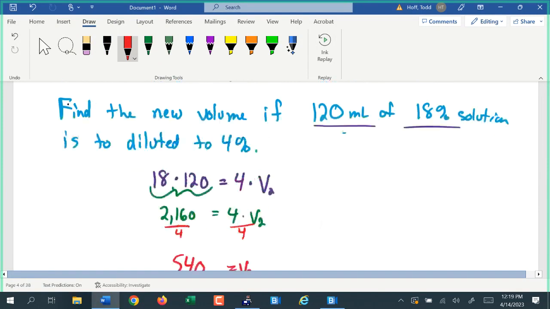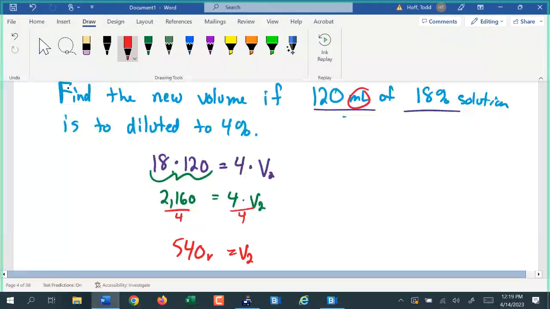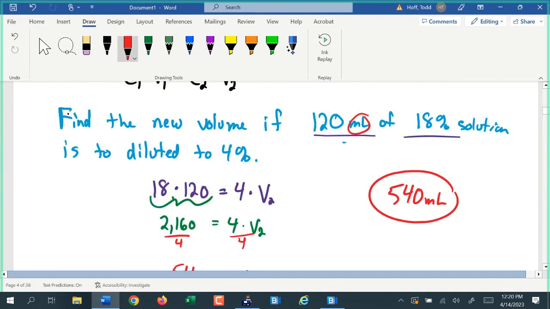Now, since the first volume was in milliliters, this volume is also in milliliters. So the new volume will be 540 milliliters of that solution. So we would take our 120 milliliters of the 18% solution, put it in a graduated cylinder, and fill with sterile water until we get up to a volume of 540. And we know that at that point, it is now a 4% solution.